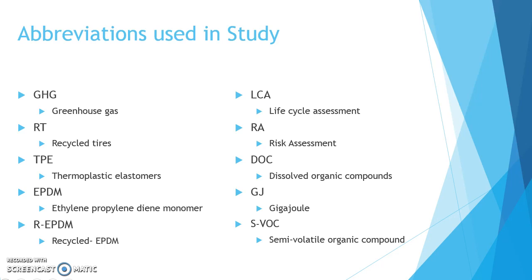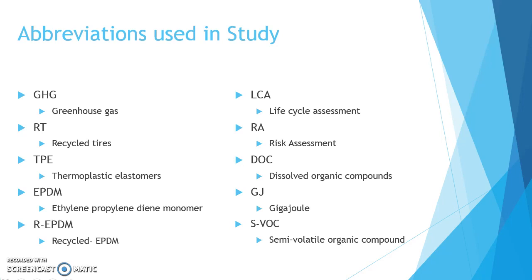RT, or recycled tires, TPE were thermoplastic elastomers, EPDM were ethylene propylene diene monomers, and REPDMs were recycled ethylene propylene diene monomers. There were two assessments conducted during this study, the LCA and the RA. The LCA was a life cycle assessment that measured the greenhouse gas emissions and the energy expenditure during construction.